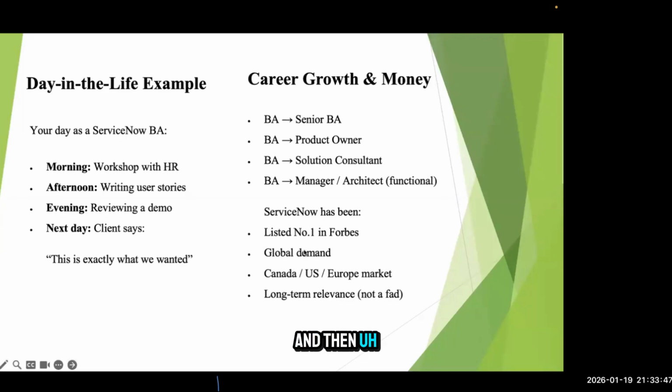And then ServiceNow has a global demand. It is in the Canada, US, Europe markets, almost everywhere. And then it has long-term relevance, because the way they have built such a strong ecosystem, it is not going anywhere in the coming 10 to 15 years. So it has a very long-term relevance from that perspective.